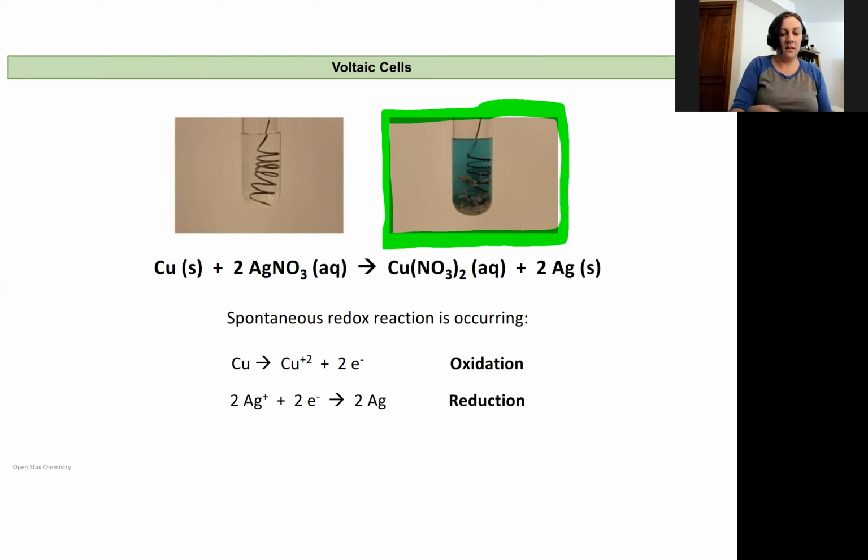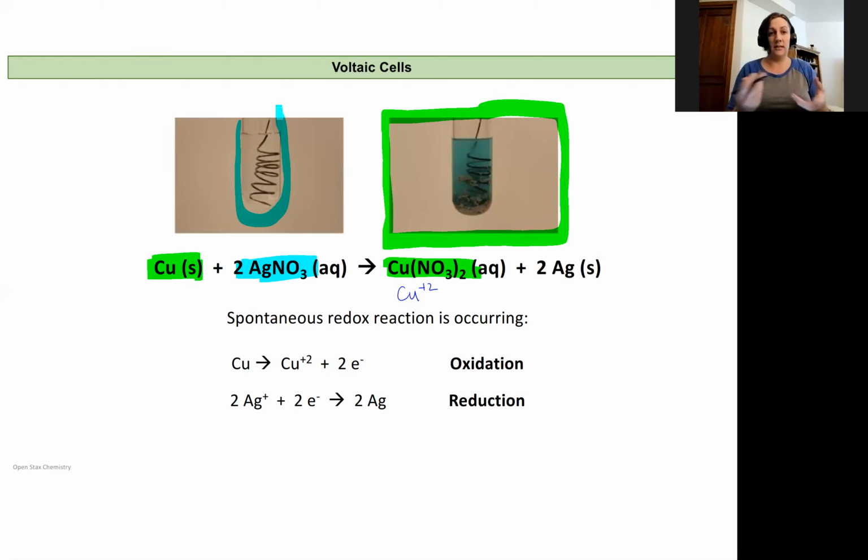This is a reaction where the copper wire right here is forming copper nitrate. And so that blue color you see in the solution is coming from those copper +2 ions that have formed. And then our silver nitrate, which you can't see in this picture because it's in solution inside the test tube, is forming silver solid, that gray, silvery precipitate that forms within our test tube.